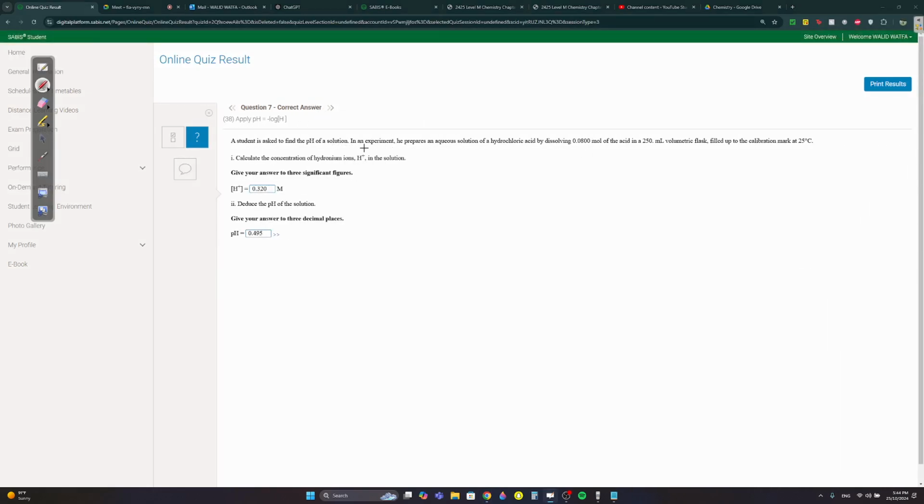Question 7. A student is asked to find the pH. He prepares an aqueous solution of hydrochloric acid, HCl, by dissolving 0.08 moles in a volume built up to the calibration mark. They gave you the n, they gave you the V. How much H plus do I have? If you put 0.08, you're going to get it wrong. HCl dissociates into H plus and Cl minus, right? You compare the concentration of HCl to the concentration of H plus.